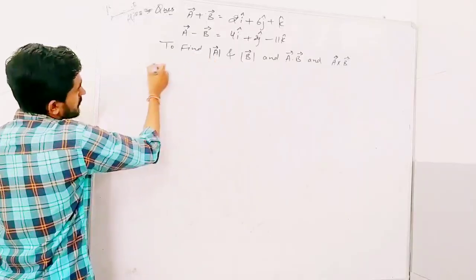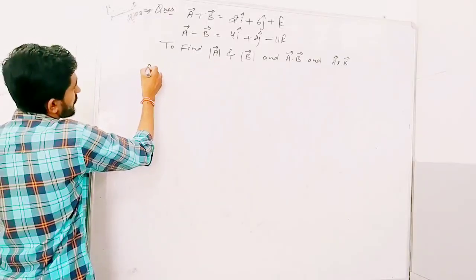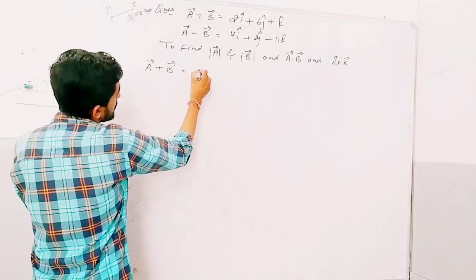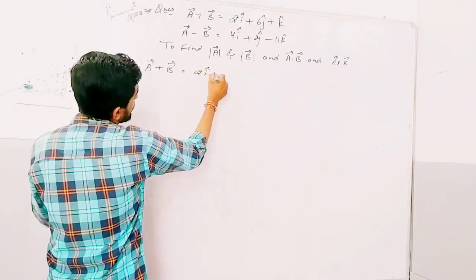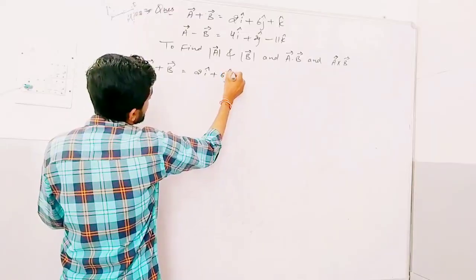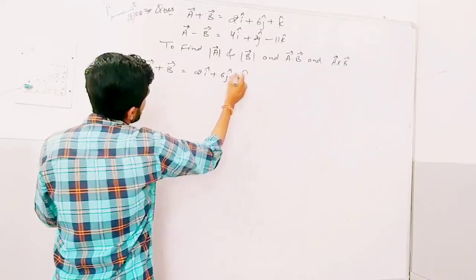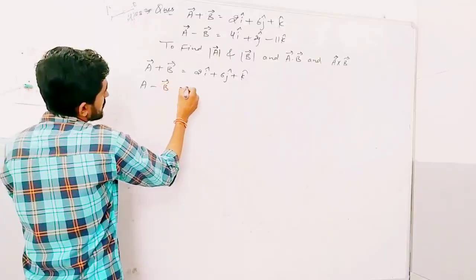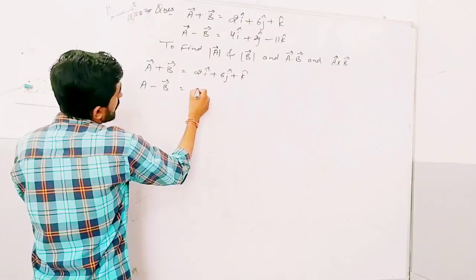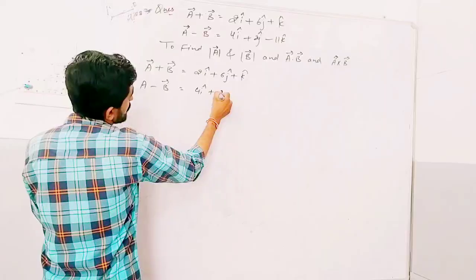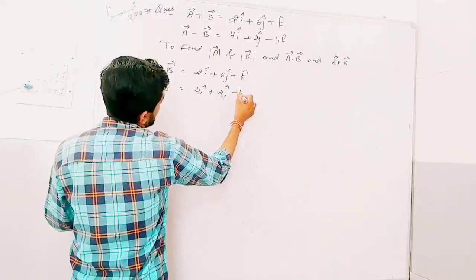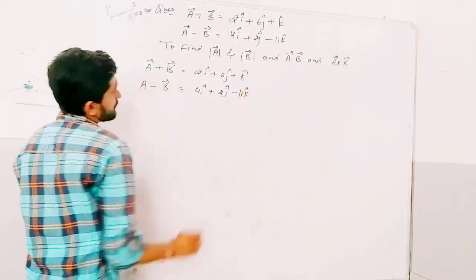Then for a vector, we have a vector plus b vector, which is 2i cap, 6j cap plus k cap, and a minus b, which gives 4i cap, 2j cap plus minus 11 k cap.